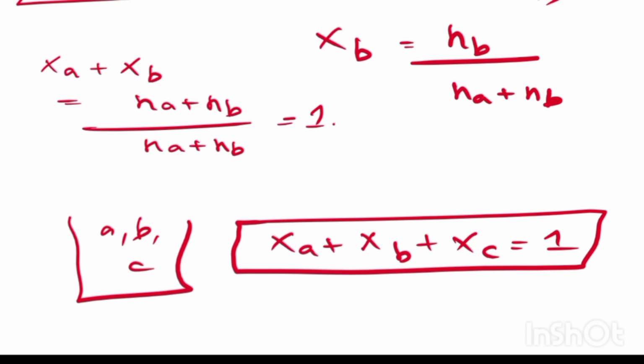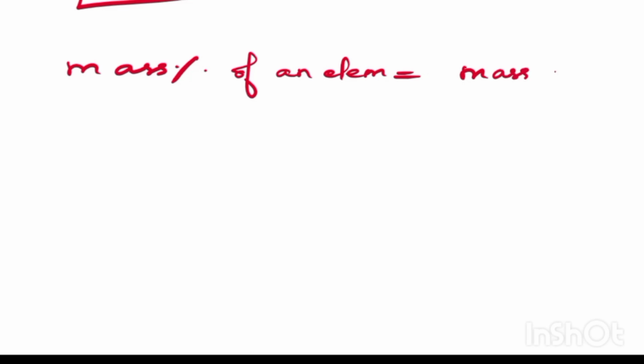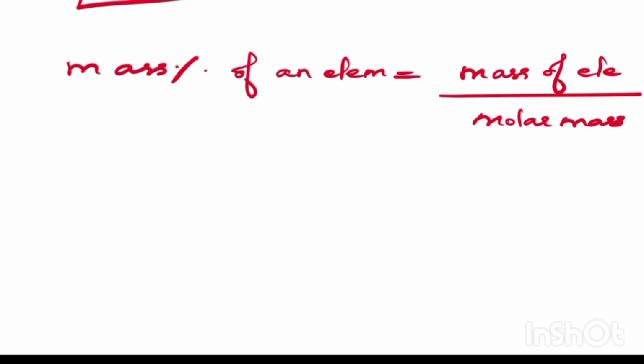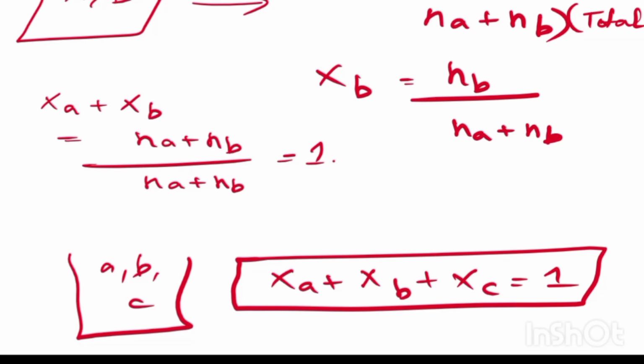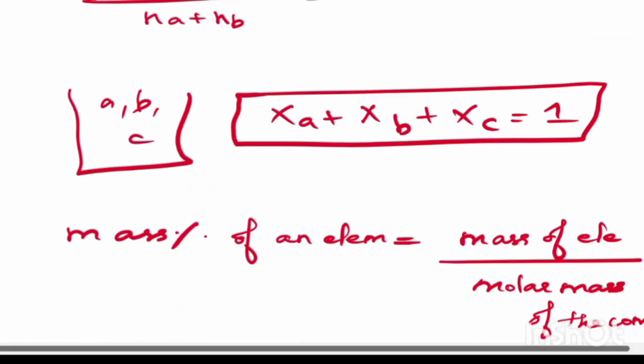So the next concept, how will you find mass percentage of an element? So what is the formula to find mass percentage? Mass percentage of an element is equal to mass of the element divided by molar mass of the compound into 100. Okay, into 100.